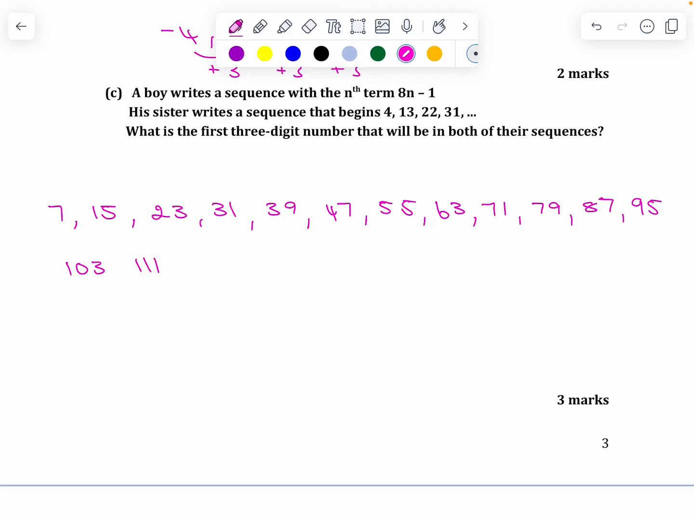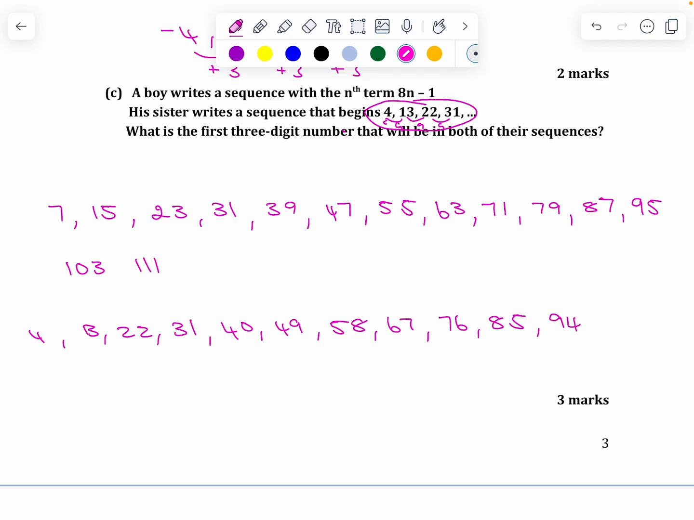111. All right. Now let's do this sequence here, the sister sequence, which you can see is going up in 9. So each time it's going up by 9. So we've got 4, 13, 22, 31, add 9, 40, 49, 58, 67, 76, 85, 94. Oh, and aren't we lucky? 103. So 103 is our answer.